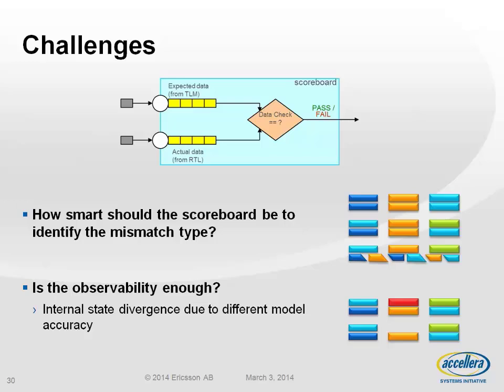There's one special case, we call it state divergence mismatch. That's because the internal state of the RTL and the TRM diverge. And those mismatches are very hard to say which one is correct or which one is wrong, because sometimes they are both correct, but just because they are in different states.